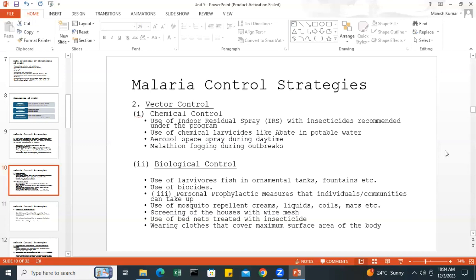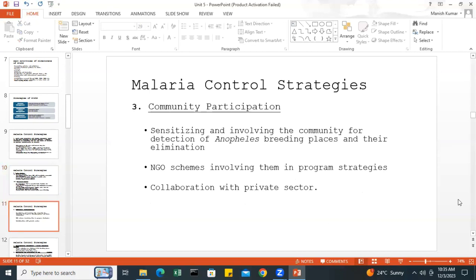Now, under biological control, as I said, use of larvivorous fish like in ornamental tanks, fountains, etc. Use of biocides, this is to be done. Use of mosquito repellents, liquid coils, mats, and then insecticide treated bed nets also come under this.